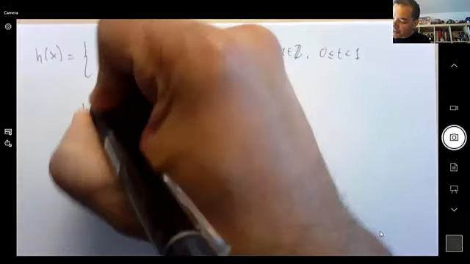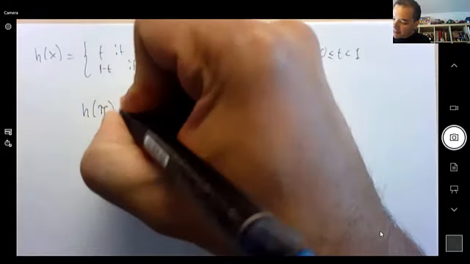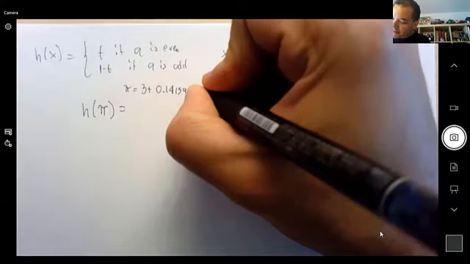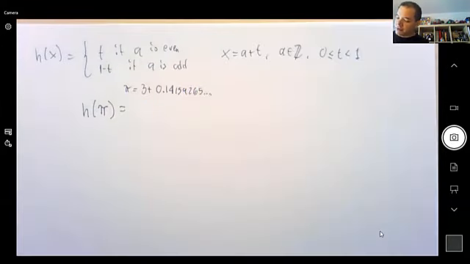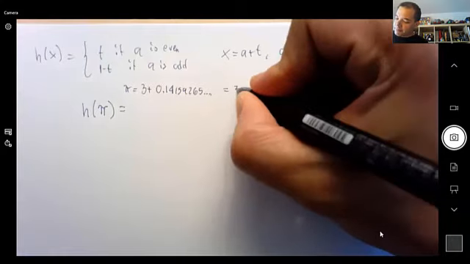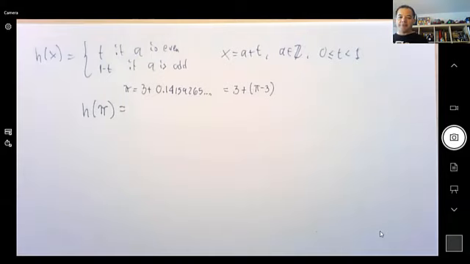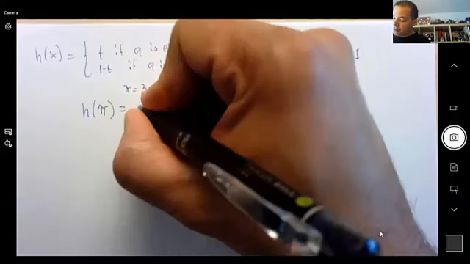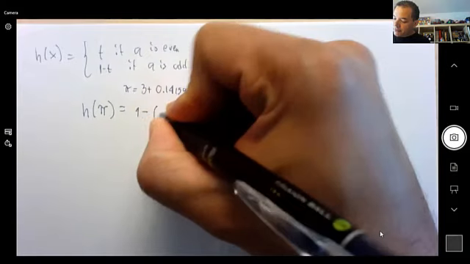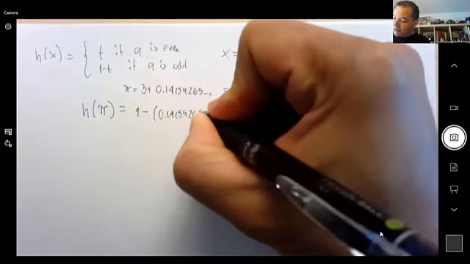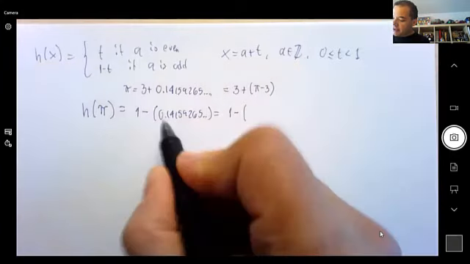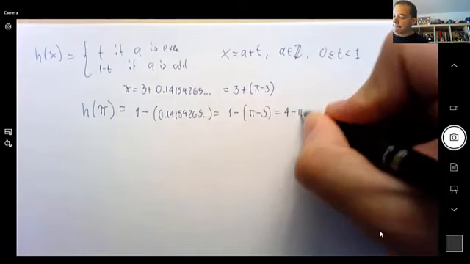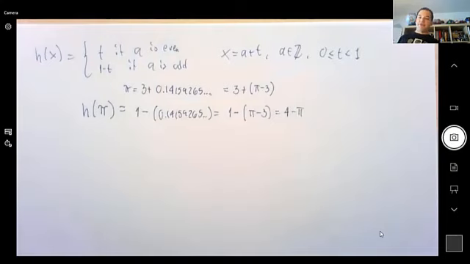For example, what is h of pi? Well, we know pi, let me write it over here, is 3 plus 0.14159265, et cetera, right? Or in other words, if you want it precisely, it is 3 plus (pi minus 3), right? That's how we write it. And 3 is odd, so h of pi should be 1 minus t. So this should be 1 minus 0.14159265, etc. Or if you want it really precise, this t is actually pi minus 3. So it's 1 minus (pi minus 3). In other words, 4 minus pi. Right? Okay, I picked a difficult one to begin with.